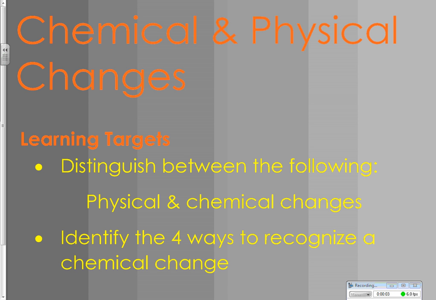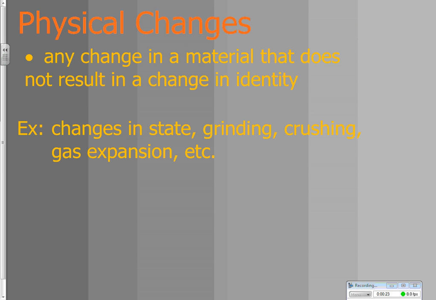This video is on chapter 1, and it will teach you about the difference between a chemical and a physical change. After you're finished watching this video, you should be able to distinguish between a physical change and a chemical change, and you should be able to identify the 4 ways that we would recognize a chemical change. So to start, we're going to talk about physical changes.